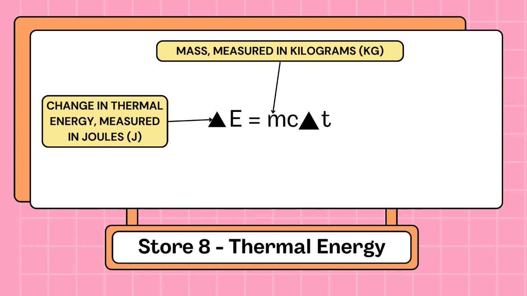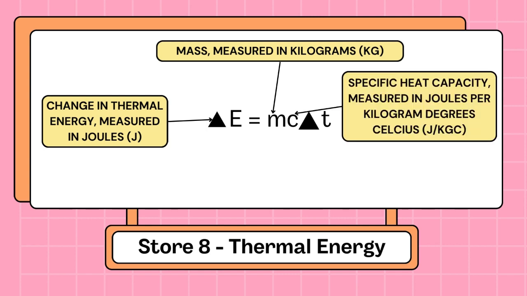Now the c represents the specific heat capacity, which is the amount of energy required to raise the temperature of 1 kilogram of that substance by 1 degree Celsius.